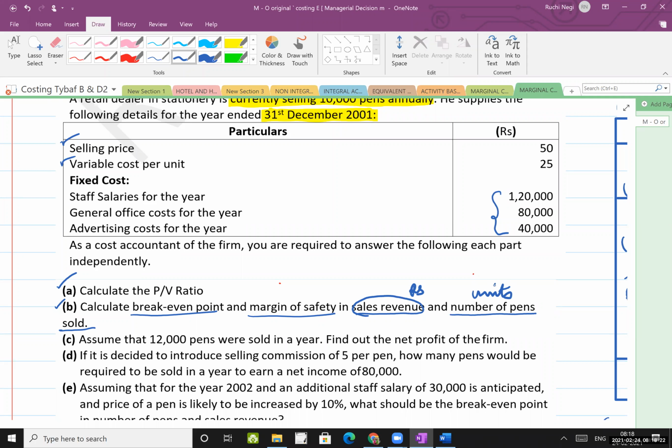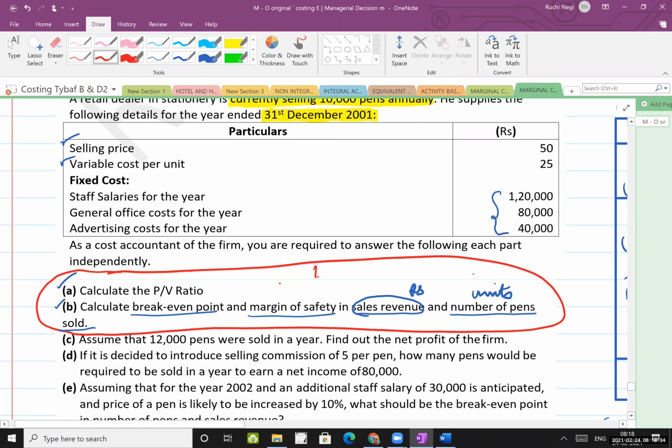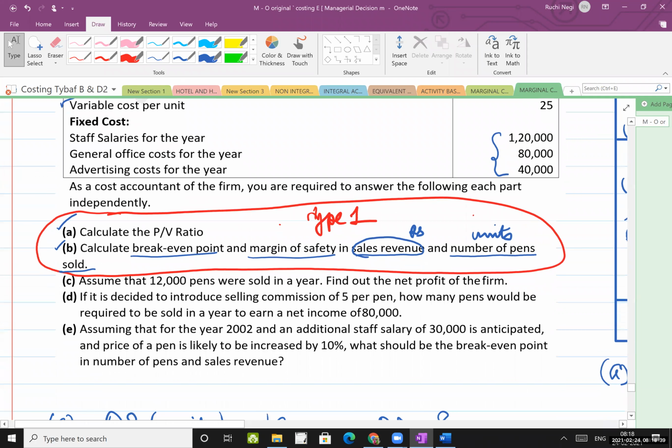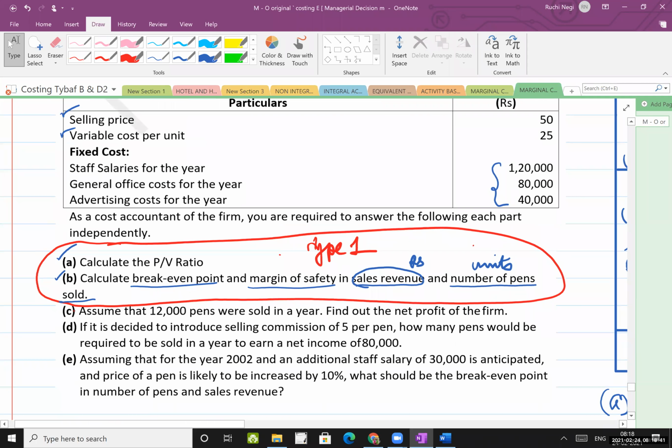Fine. So students, this part, from here to here, this is type 1. And down below from C, D, E, this is type 3. If you read the question you will understand why I am saying that.